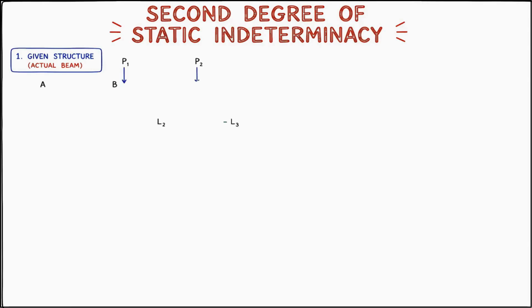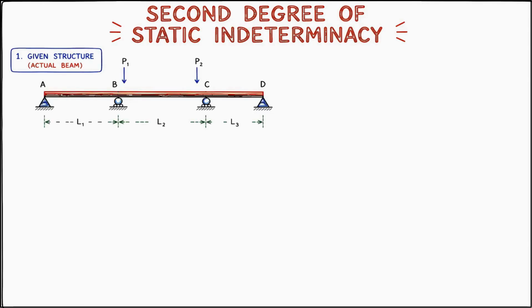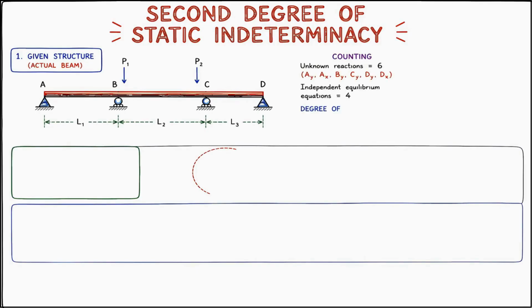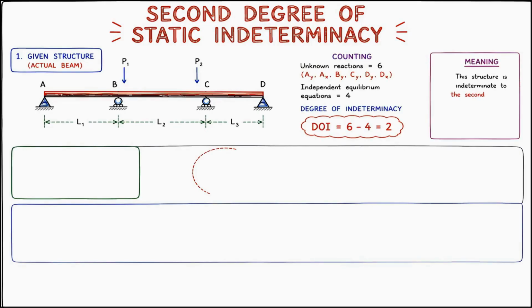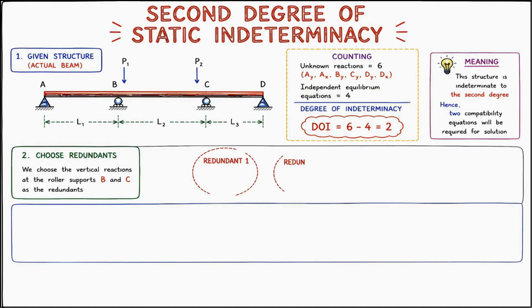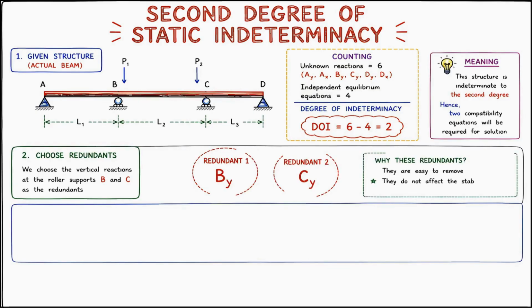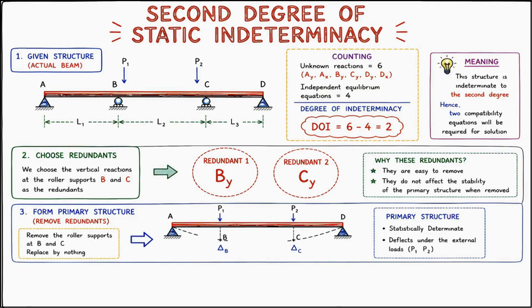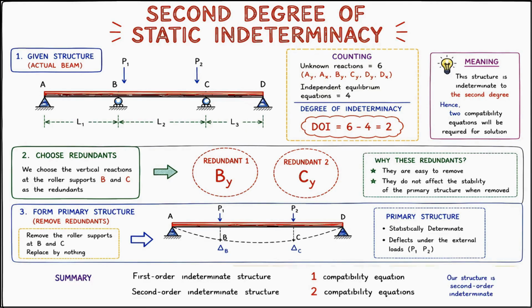Now let us move to a more complicated structure. This beam has 4 supports. When we count the reactions, we find that the structure is indeterminate to the 2nd degree. Therefore, we need 2 redundants. Let us select BY and CY. After removing these supports, the beam becomes the primary structure. Under the external loads, point B moves downward by delta B and point C moves downward by delta C. Since 2 redundants exist, we will need 2 compatibility equations.